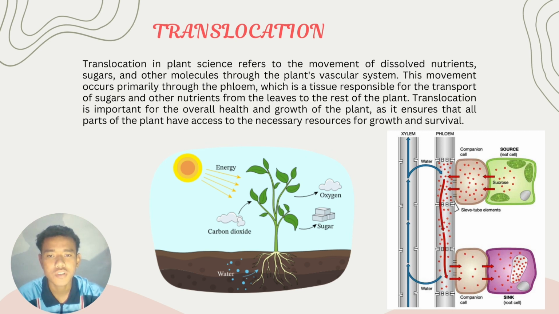Okay, let's move to the translocation. Translocation in plant science refers to the movement of dissolved nutrients, sugar, and other molecules through the plant's vascular system. This movement occurs primarily through the phloem, which is a tissue responsible for the transport of sugar and other nutrients from the leaf to the rest of the plant. Translocation is important for the overall health and growth of the plant, as it ensures that all parts of the plant have access to the necessary resources for growth and survival.